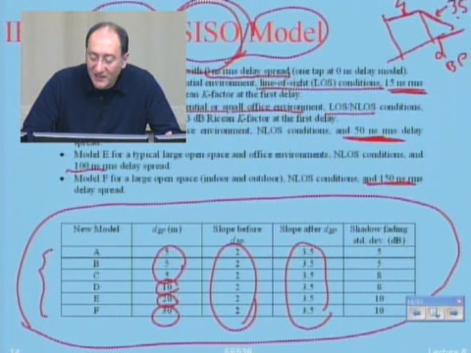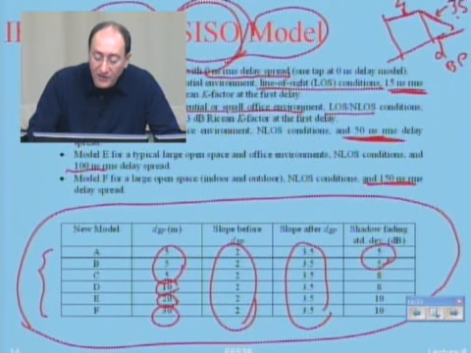How about the variance of the shadow fading? These are for the first 2, then 8, then 10.